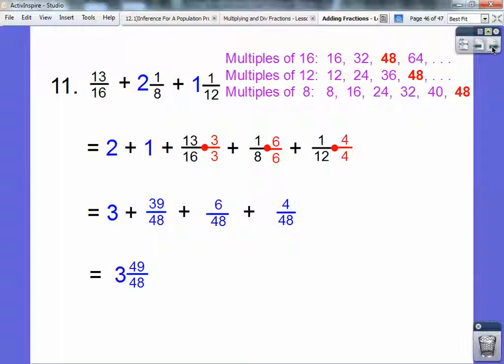Okay, and then you're going to get that, and it's going to be that, because you can't. That's an improper fraction right there.